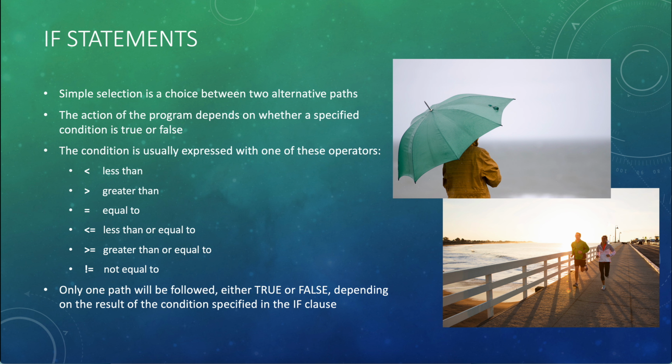Now, when we're writing conditions, we usually express those conditions with one of the operators in this list. So these are just the symbols that you will use to express a condition. So we have less than, greater than, equal to, less than or equal to, greater than or equal to, and not equal to. Only one path in the if statement will be followed, either the true side or the false side, depending on the result of the condition specified in the if clause.